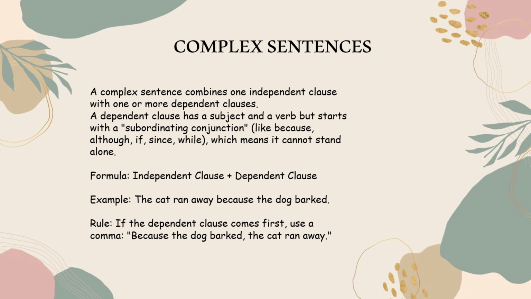There is a rule in complex sentences. If a dependent clause comes first, you use a comma. In this sentence, "Because the dog barked, the cat ran away," there is a comma after "barked" because the dependent clause comes first.